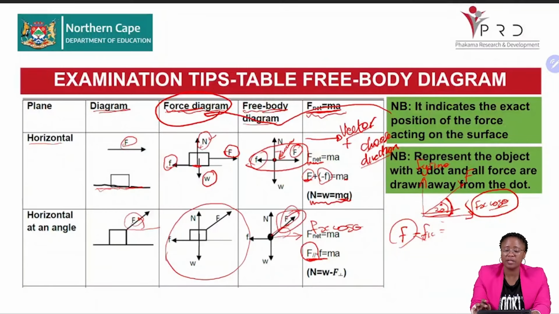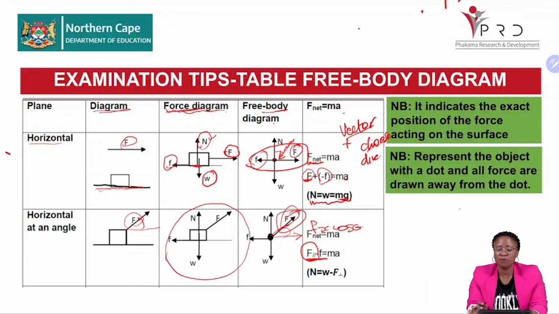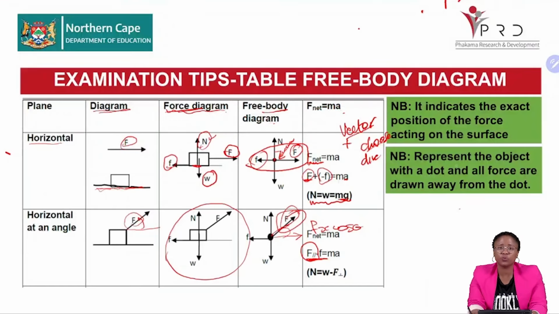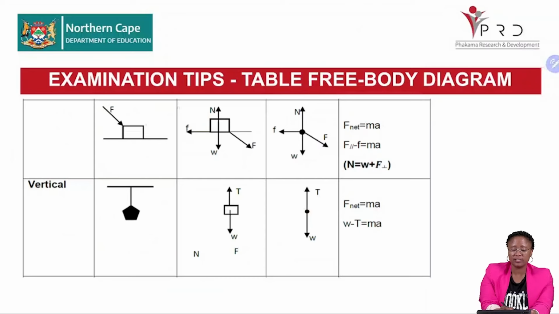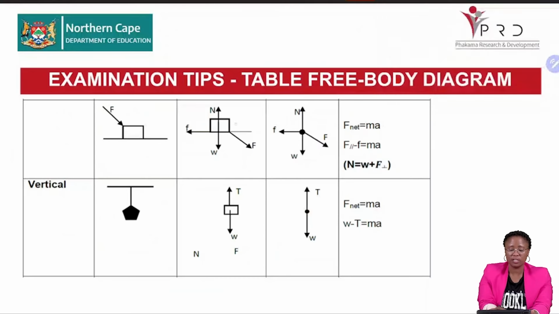And then I also made a simple note for you here. Right, the NB that I just showed you here is just what I've been saying, that remember when you are representing a free body diagram, what you must remember is that you represent the object with a dot, okay? The rest we've already discussed. Guys, you can see here, these are all the different scenarios that you need to familiarize yourself with as you are dealing with this chapter.